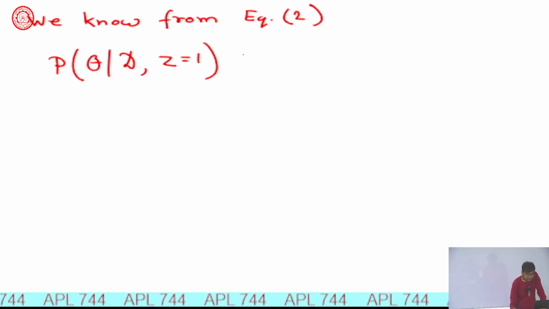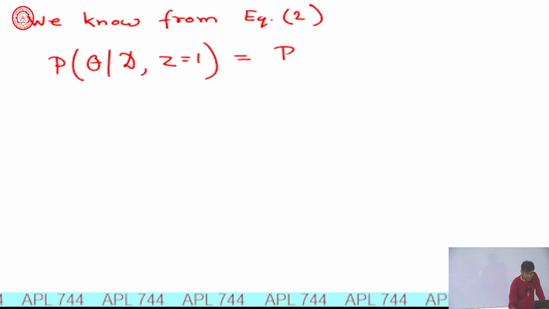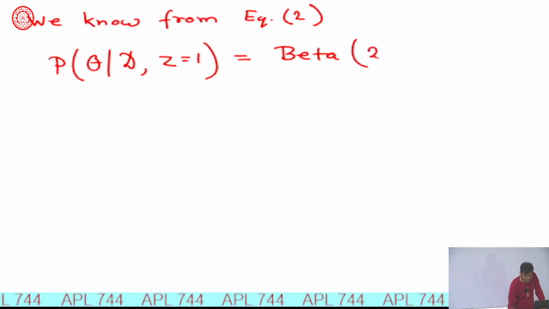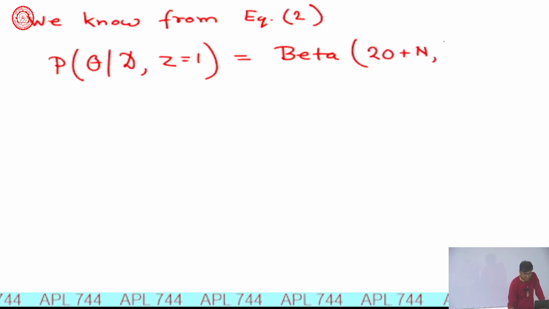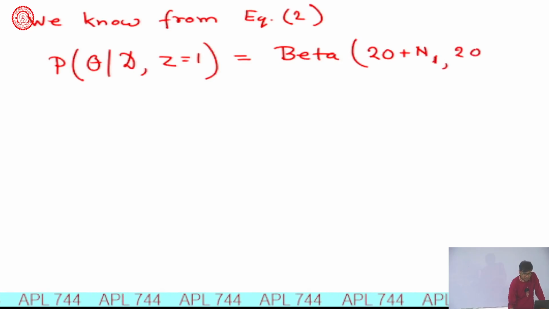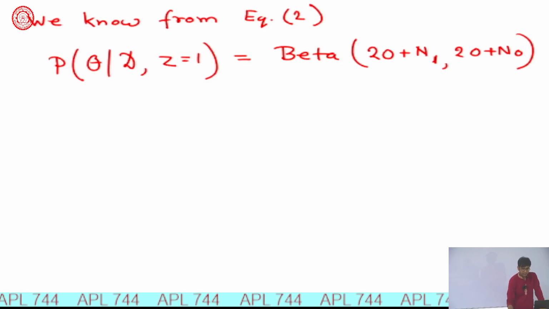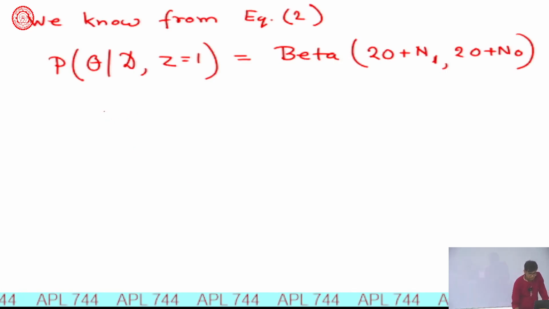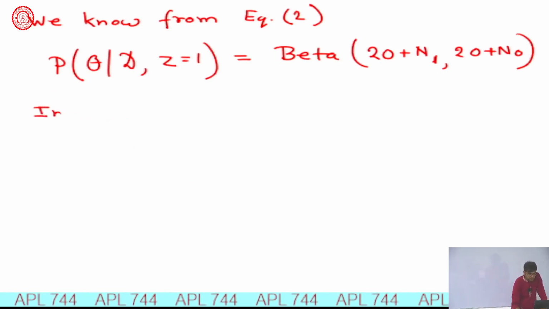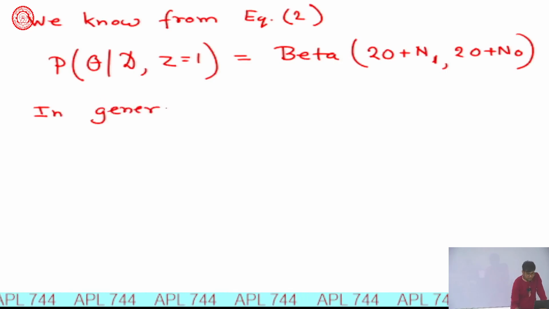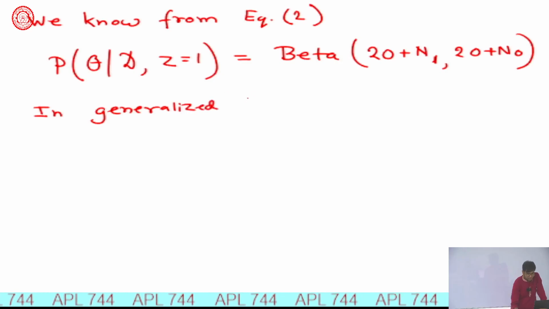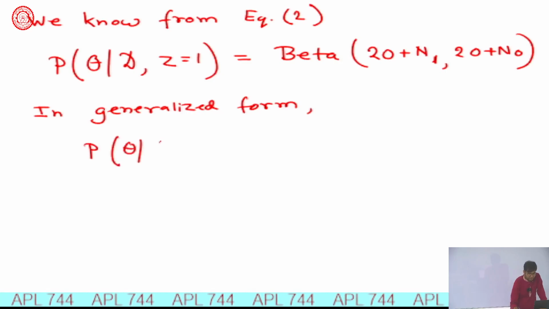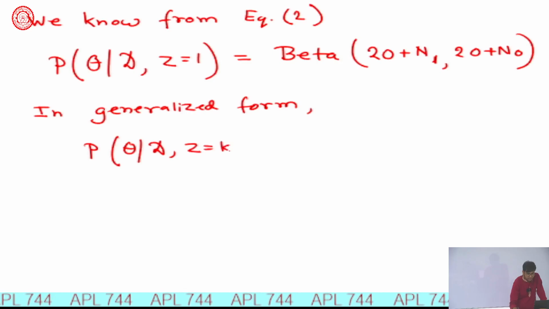Okay. So, this is equal to beta, I think 20 plus n1 comma 20 plus n0. Okay. Now, I would like to generalize it. So, in generalized form, see if you can follow it or not, it should be of the form probability theta given data comma z is equal to k.